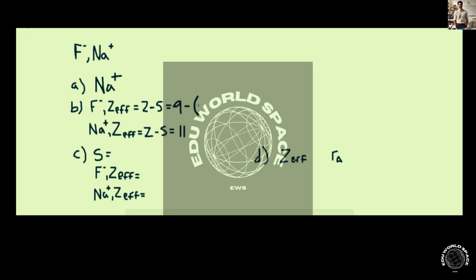In F minus, there are only 2 core electrons in the 1s orbital. So 2 times 1.0, plus 0.0. This gives us an effective nuclear charge of 7. And for sodium, it has the same screening constant because they're isoelectronic. So 2 times 1.0 for the 1s electrons gives us an effective nuclear charge of 9.